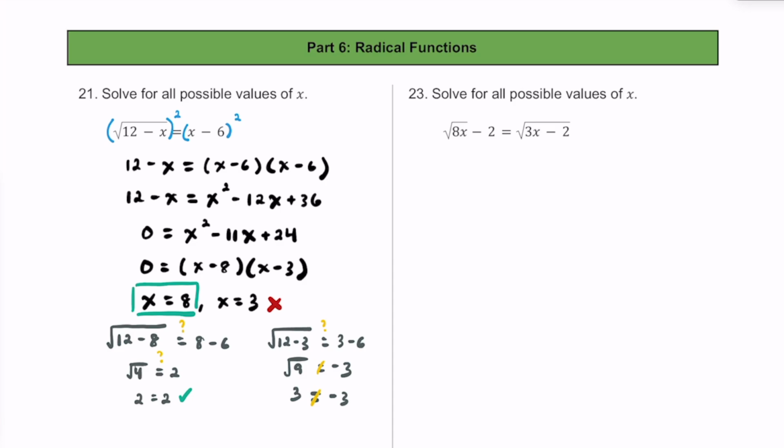All right, so x equals 8 would be our solution for number 21. All right, let's check out number 22.